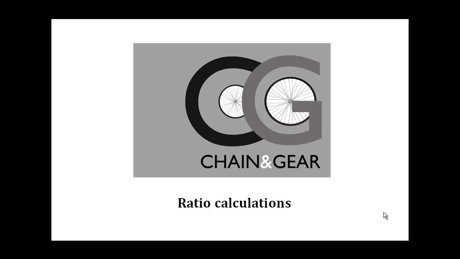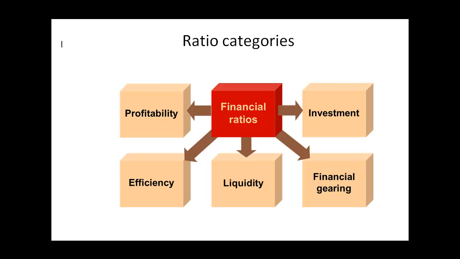Having been trading for 12 months, Chaining Gear now has a chance to assess the health and the performance of the business. To do so, we're going to use ratio calculations. The calculations cover different aspects of the business, from profitability, efficiency, liquidity, financial gearing, and finally, investment.